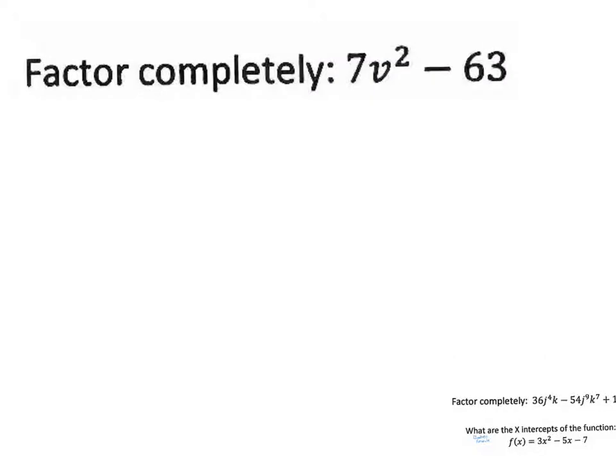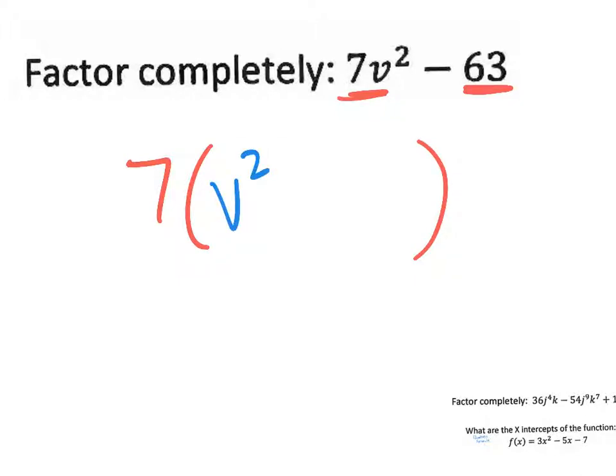Factor completely. Those are fun. Sometimes on factoring completely, you could continue factoring on the inside. So we always try to do what first? What kind of factoring? What's the first type of factoring that we learned, which is the first type of factoring we should always try to do? GCF. Thank you very much. Now, what is the GCF in 7v squared and 63? 7. If you pull out a 7, what do you have left? v squared minus 9. And that's it.